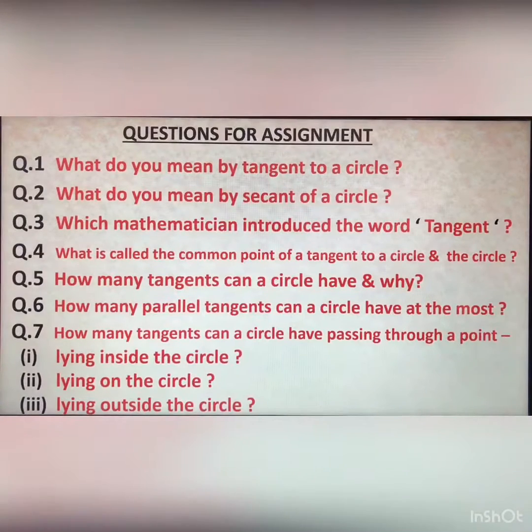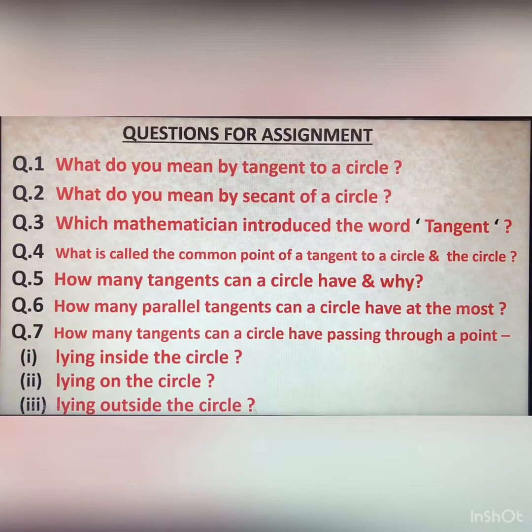So dear, moving on to the next, what do you mean by tangent to a circle? This is the question for you. And what do you mean by secant of a circle? Which mathematician introduced the word tangent? What is called the common point of a tangent to a circle and the circle? How many tangents can a circle have and why? How many parallel tangents can a circle have at the most? And how many tangents can a circle have passing through a point lying inside the circle, lying on the circle, lying outside the circle?